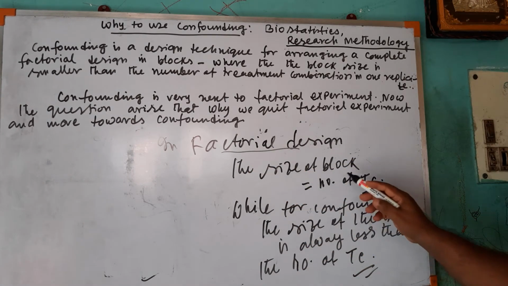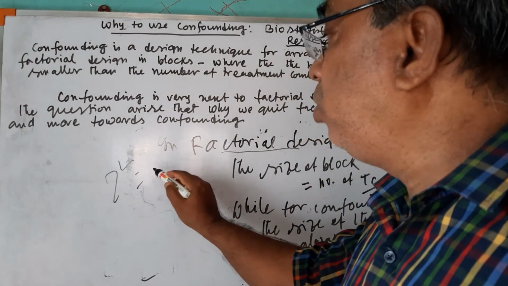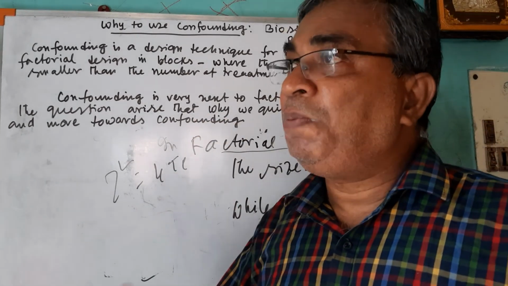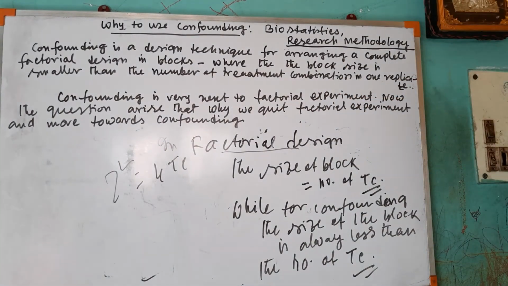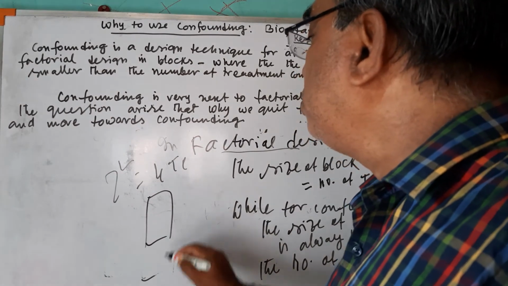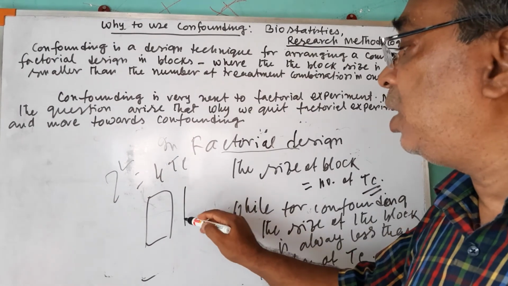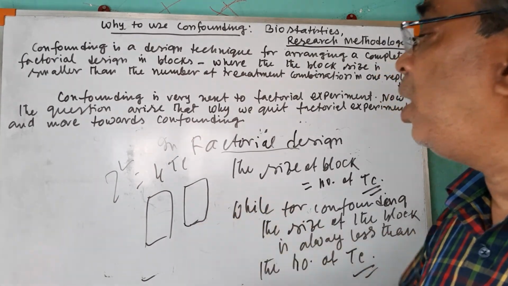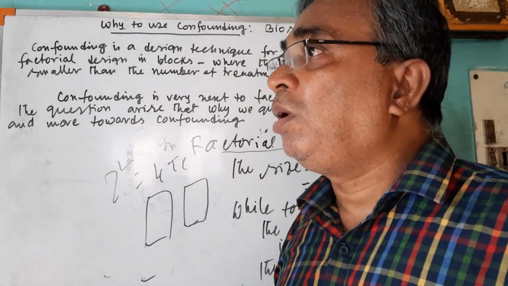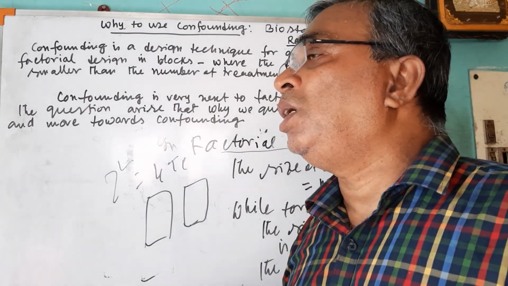In factorial design, the size of the block is equal to the number of treatments. That is, in a 2 square factorial design, there are 4 treatment combinations, and these 4 treatment combinations we keep in one block. For confounding, these 4 treatment combinations go into 2 blocks. We have seen, suppose the factor A is confounded, in my previous video. Then the treatment combinations are kept in blocks of different sizes, 2 or 3 or 4 blocks. That means you will get the homogeneity.